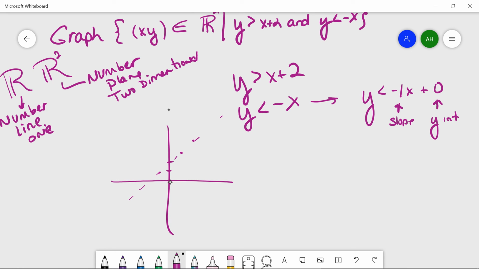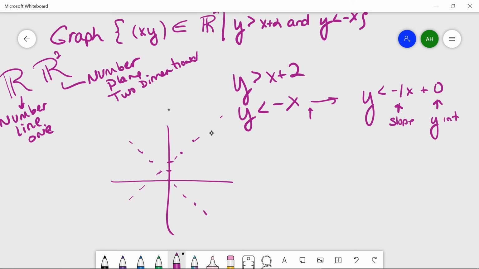All right, we're going to start at the origin, because there's no y-intercept there. So the y-intercept is 0. So we're starting here, and we're going to go up 1 over 1. Because it's negative, we're going towards the left, up 1 over 1 here, up 1 over 1 here, and we're going to draw this line there.